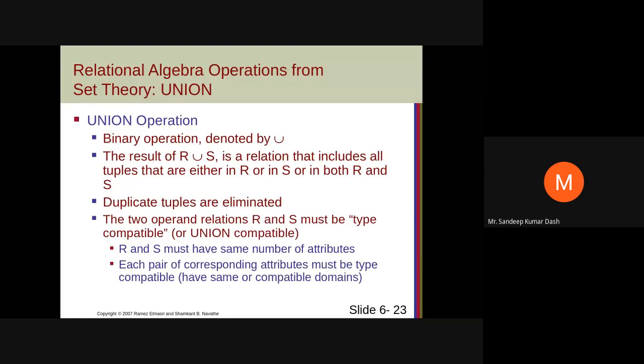Union compatible means they should have the same number of columns with similar domain. It will not be possible if R is having 4 columns and S is having 10 columns. You cannot apply union on that. R should be having 4 and S should be having 4 columns with corresponding columns having same domain. Okay, then you can write R union S, and the result will be combining all the tuples of R with all the tuples of S.